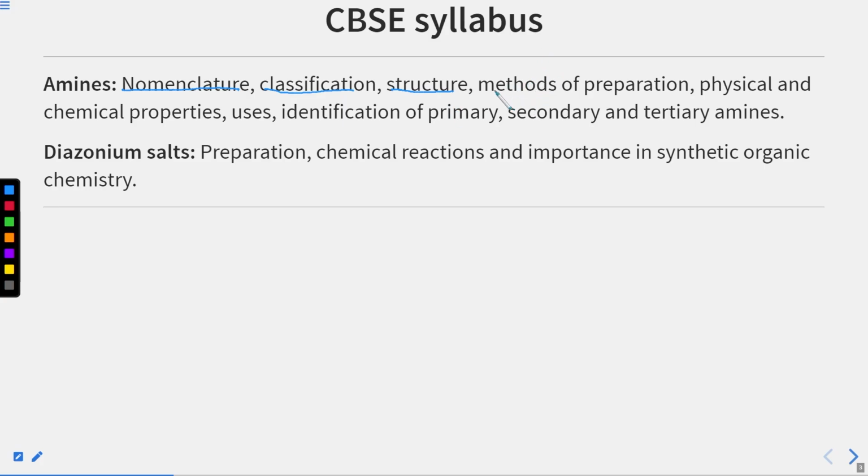Now let us talk about the methods of preparation that can be used for preparing the amines. Tomorrow we will be seeing the physical and the chemical properties, in which we will basically be seeing the basic nature, meaning basicity. Of course, chemical properties involve all of these.